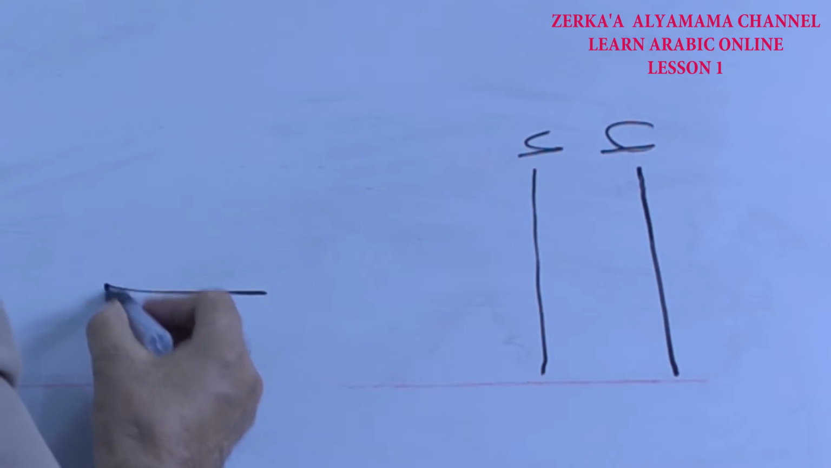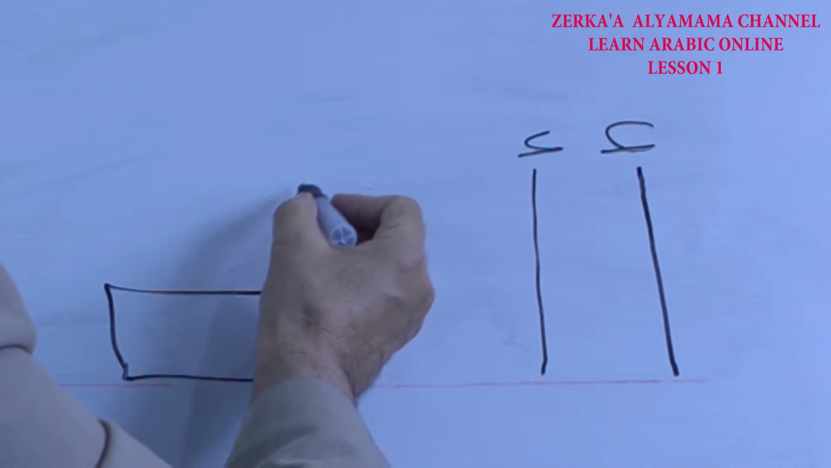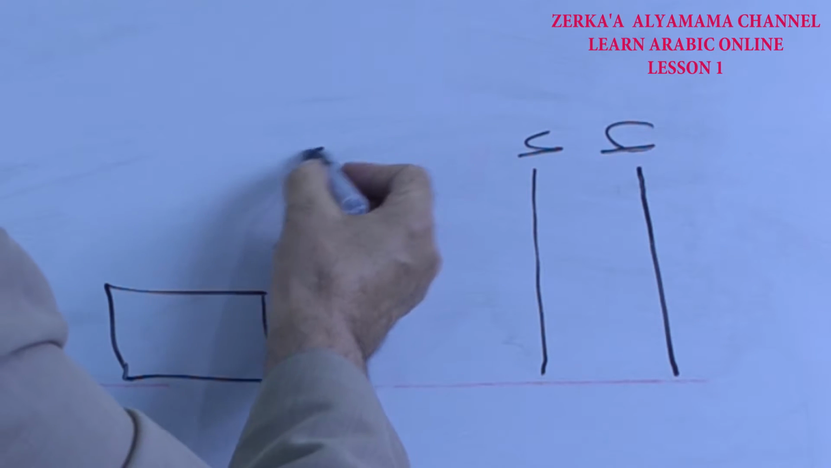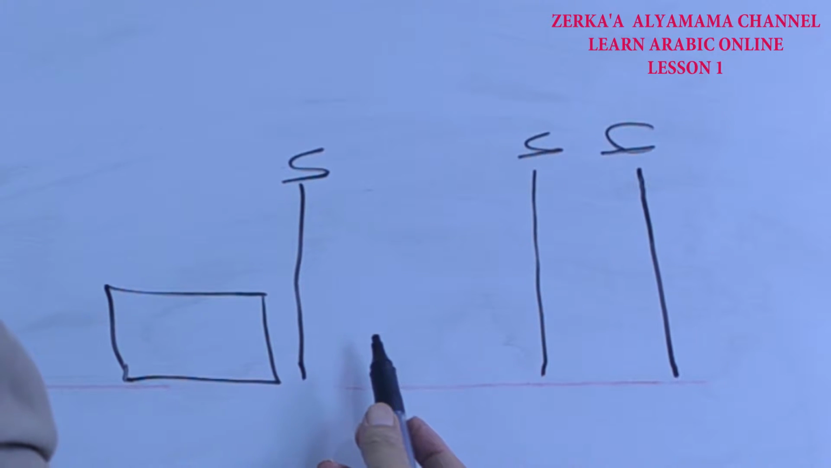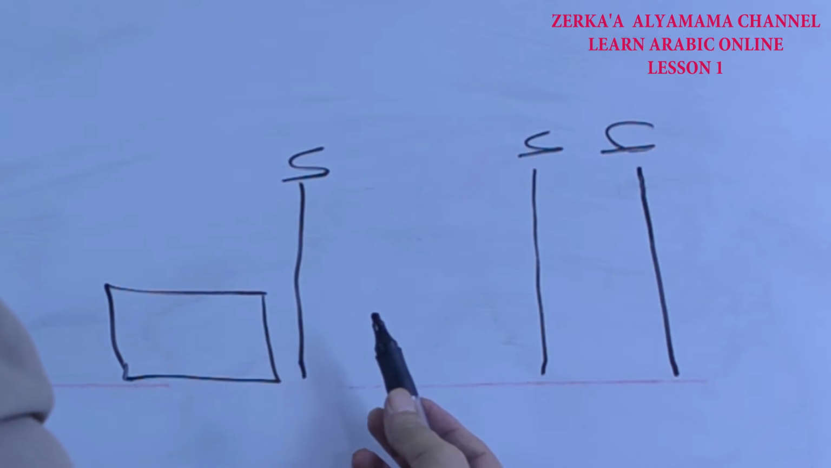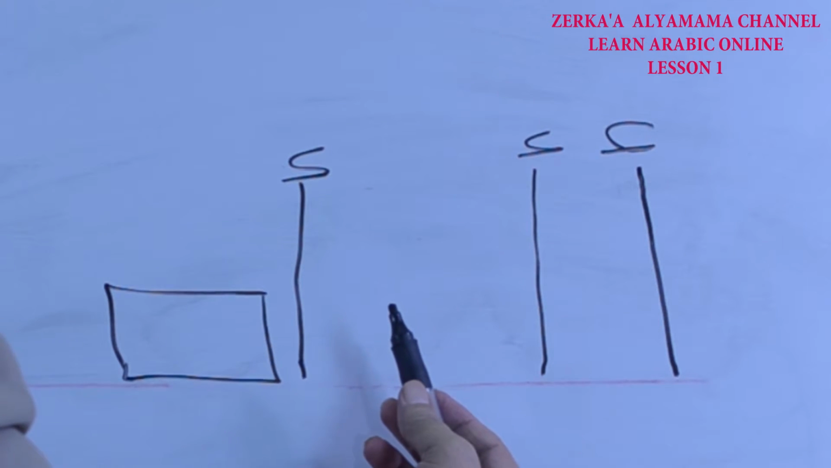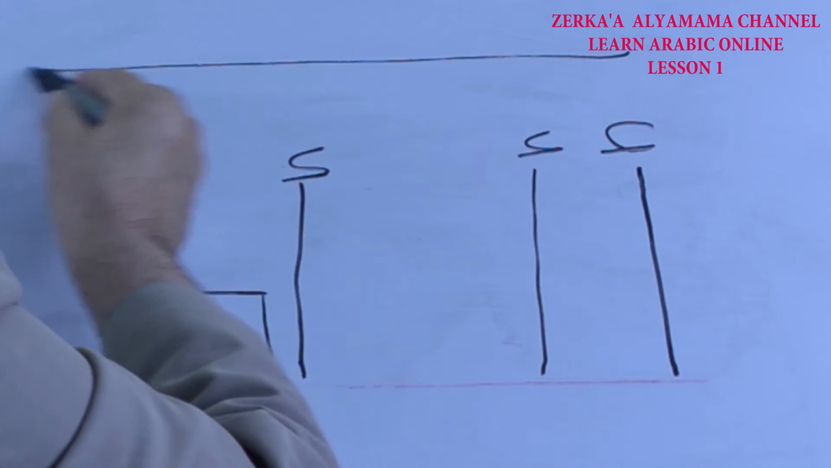This is the word, and this is Alif. Alif does not connect with the next letter. It connects only with the previous letter. The previous letter is always at the right side because the Arabic language is written from right to left.